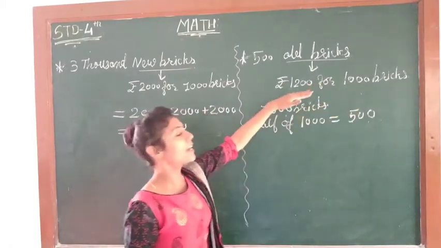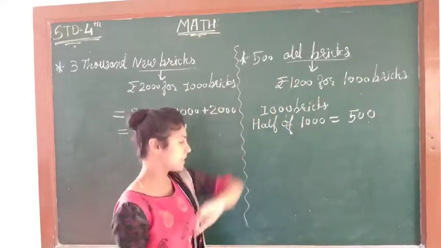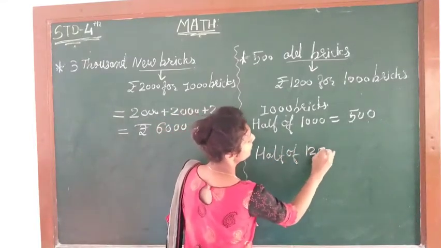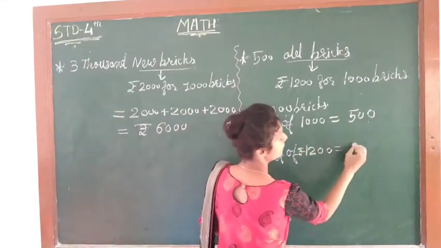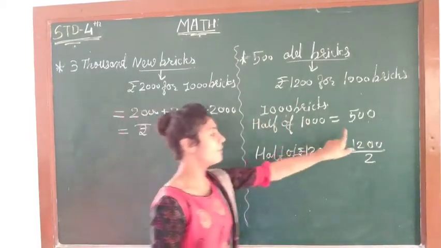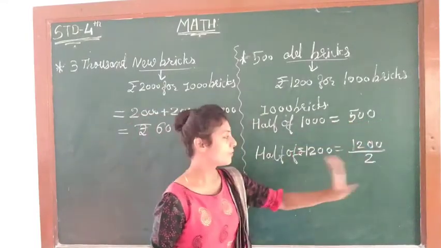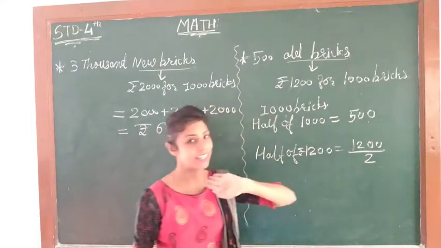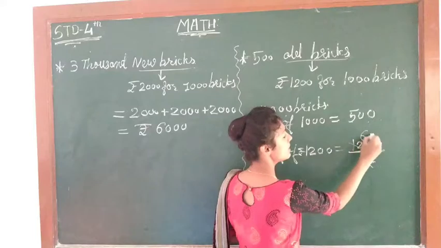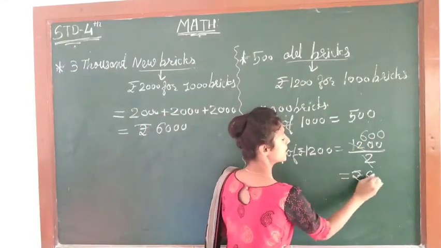So 1000 bricks price is 1200 rupees. So what will we do? We will halve this price. So let's write half of 1200 rupees. So half के लिए क्या करना है? Divide by 2. For half we will divide the number by 2. Simple. First remove this 2. So 2 के टेबल में 12 कब आता है? It comes at 2 6s are 12. 2 6s are 12 and we will write this 0. So it costs rupees 600.